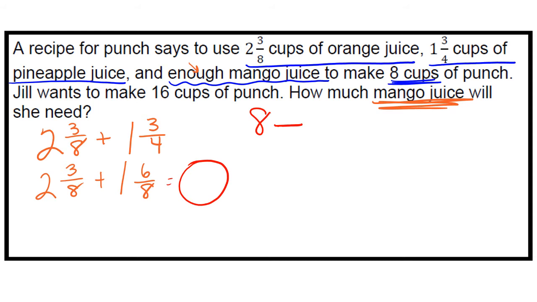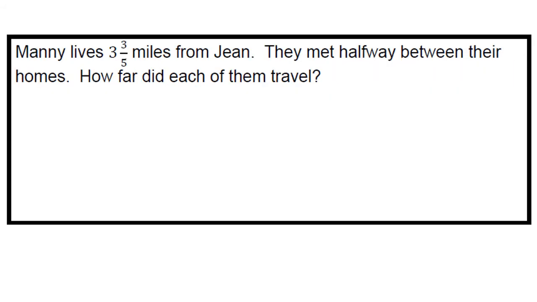To go to 16 cups, the last little step is to multiply whatever fraction you get for the mango juice. So whatever the mango juice was, you're going to multiply that by 2. So we're essentially just doubling this recipe. And they'll help you to solve this. So you got a lot of little steps, and the key is to do one little step at a time to get to your final answer.